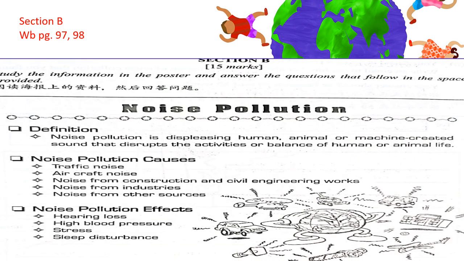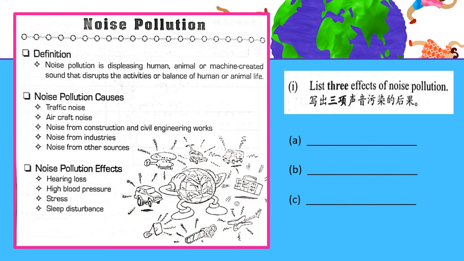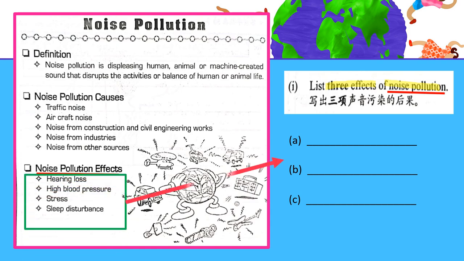Oh, sorry, we still have section B. Sorry. We still have section B. So let's go to section B. Okay. So how to do this one? List three effects of noise pollution. So what are the three effects? We have hearing loss, any three, you can just write any three.